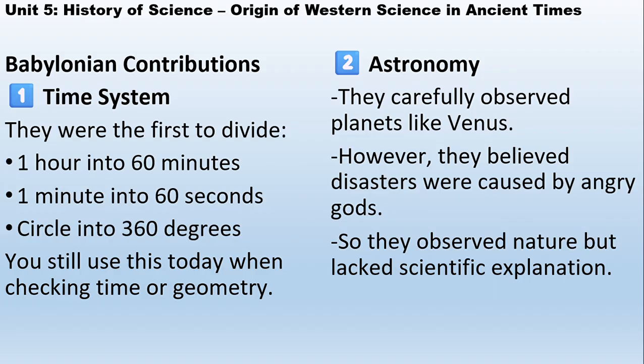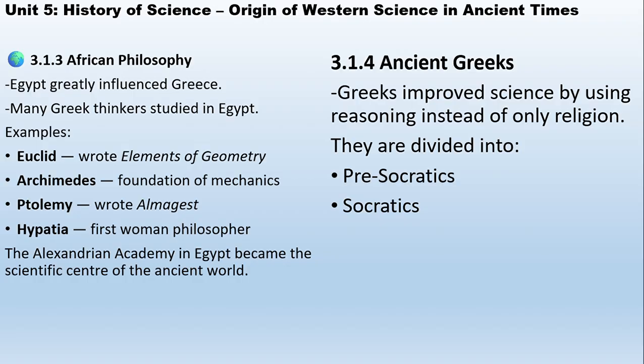by angry gods. Instead of giving it a scientific explanation, the disaster they meant then was because of the hotness. Venus is regarded as the hottest planet. So they believe that this was caused by angry gods because they have no scientific explanation. They lack scientific explanation, so there's no way they can explain it in a scientific way. So that's for the astronomy part.